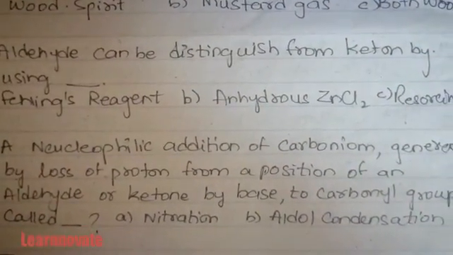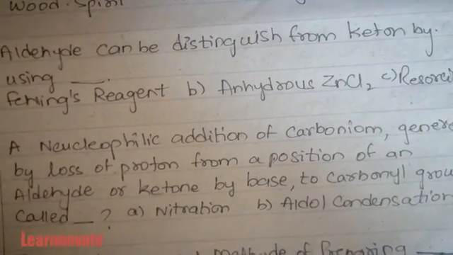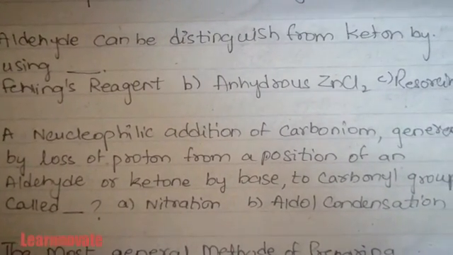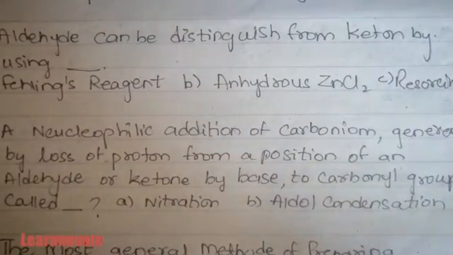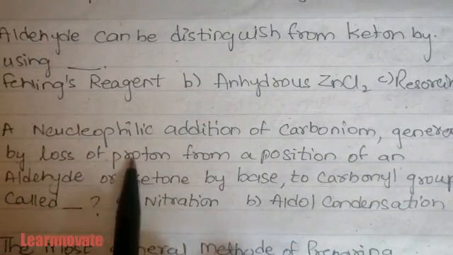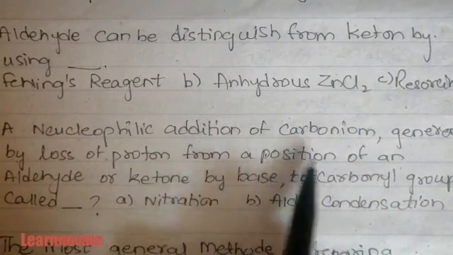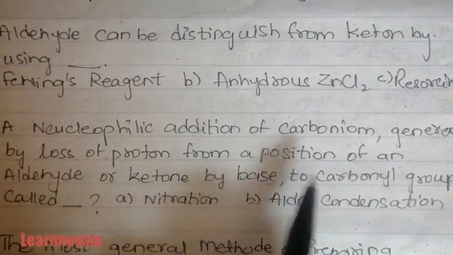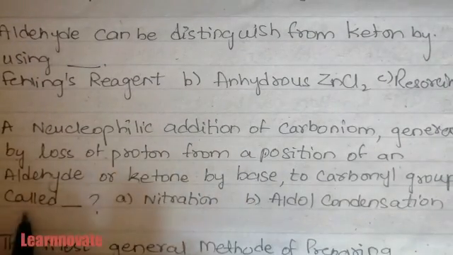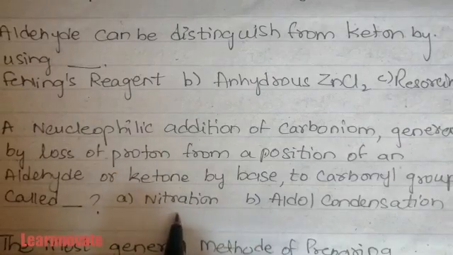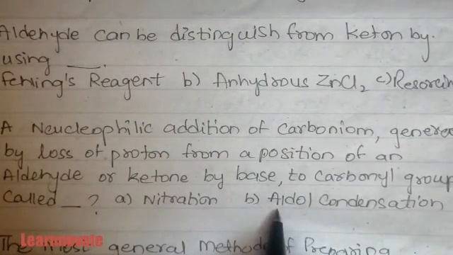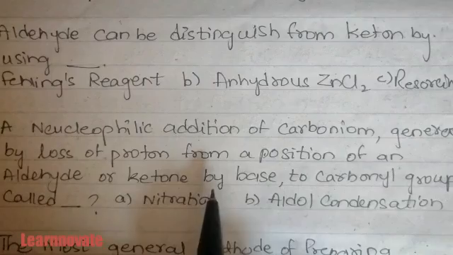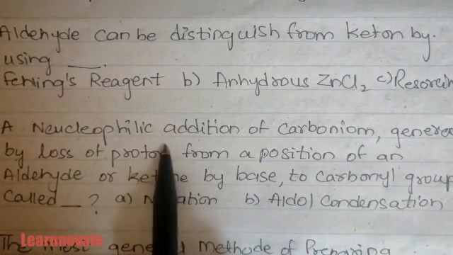Coming to question number 5, it is a bit lengthier but a conceptual one. A nucleophilic addition of a carbonium ion generated by the loss of proton from a position of an aldehyde or ketone by a base to the carbonyl group is called dash. A, nitration. B, aldol condensation. If we read the question twice, I am reading it for you guys.